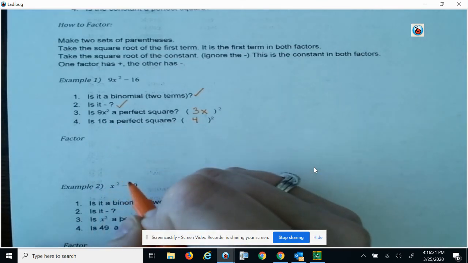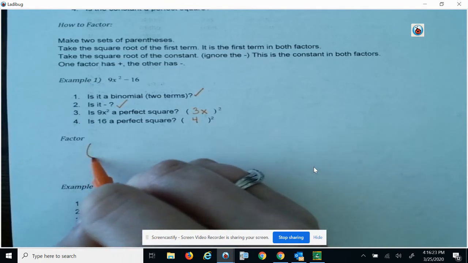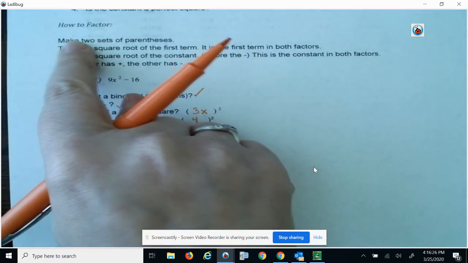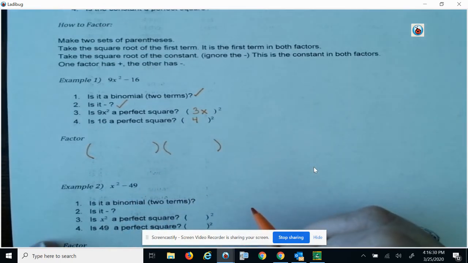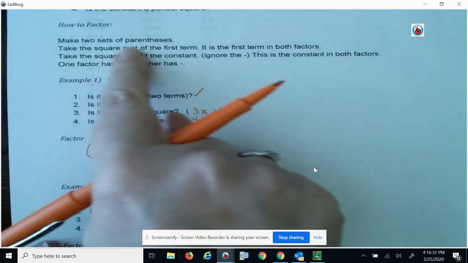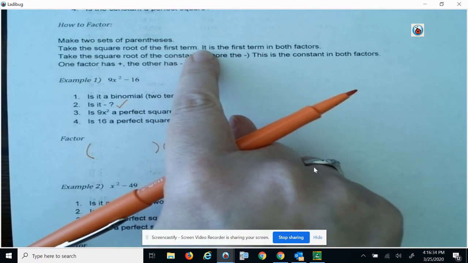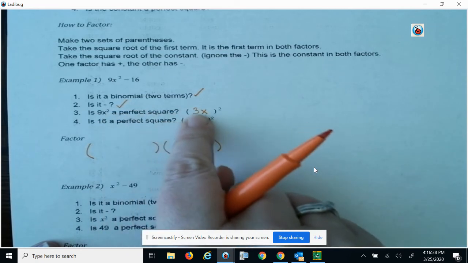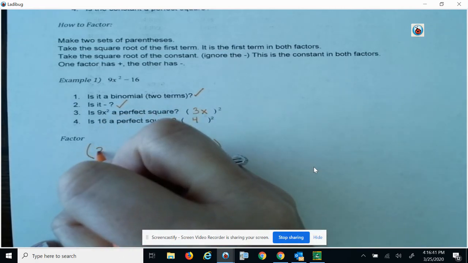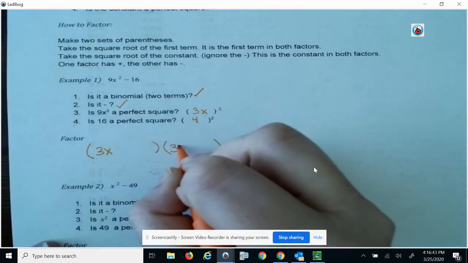With all of these true, then we can factor. And here's our steps to factor. We're going to make 2 sets of parentheses. Put some spaces in there. Now take the square root of the first term, and it is the first term in both factors. So the square root of the first term is 3x. I'm going to put it in both parentheses.